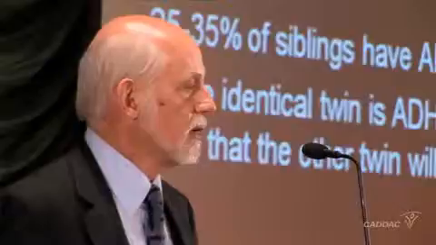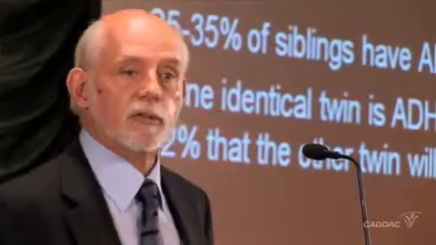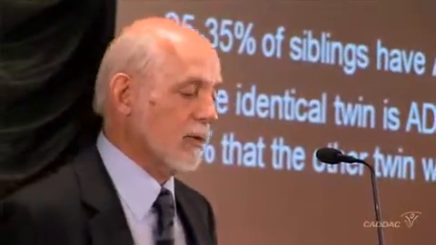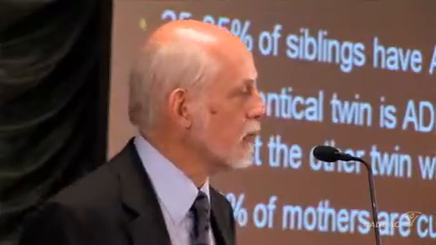We know that ADHD runs in families and have for 40 years. Here are the risks if you have an ADHD child. 25 to 35% of their brothers and sisters will have the same disorder. If you're an identical twin, that risk is 78 to 92%.